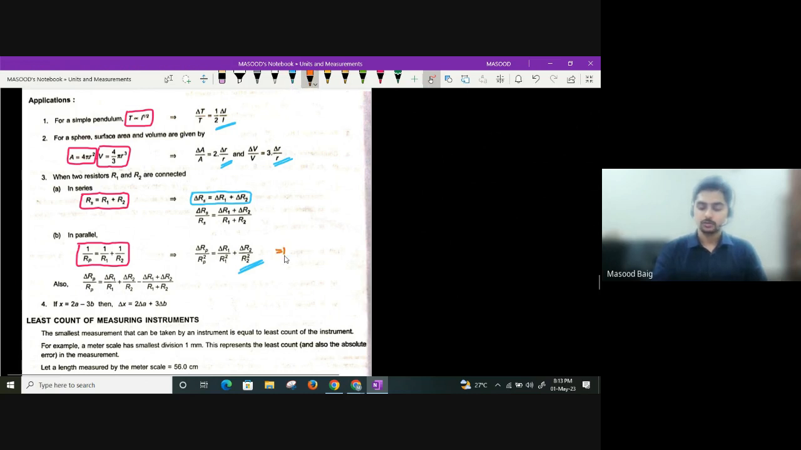So in order to calculate error in the measurement of effective resistance in parallel combination, I'll write it as effective resistance square times delta R1 divided by R1 square plus delta R2 divided by R2 square. And how will you get resistance in parallel? As R1 R2 divided by R1 plus R2 you can write. And always remember, whenever you are measuring, there will always be error. If in the question the error is not mentioned, guys, then we will consider the least count of the measuring instrument to be the error again.